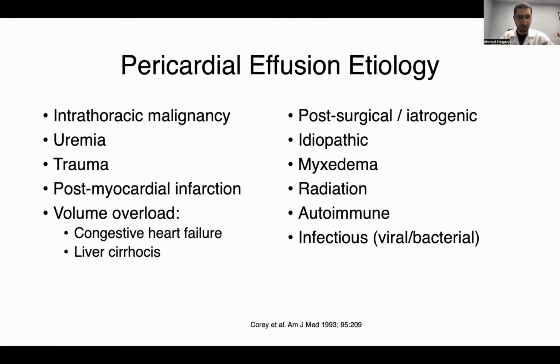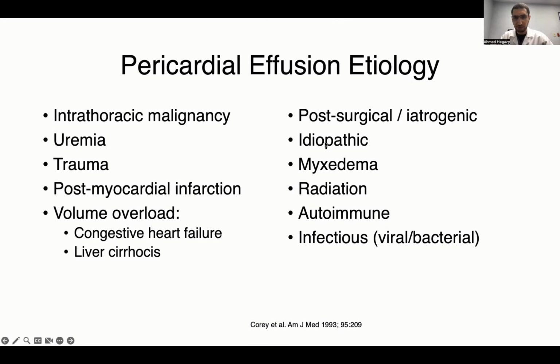Post-myocardial infarction, you can get free wall rupture and a pericardial effusion. With volume overload and cases of anasarca, secondary to congestive heart failure and liver cirrhosis, you can get accumulation of fluid in the pericardium. Post-surgical, after cardiac surgery, or iatrogenic causes can also lead to pericardial effusion. For example, perforating the atrium in the EP lab can give you a pericardial effusion or a hemopericardium.